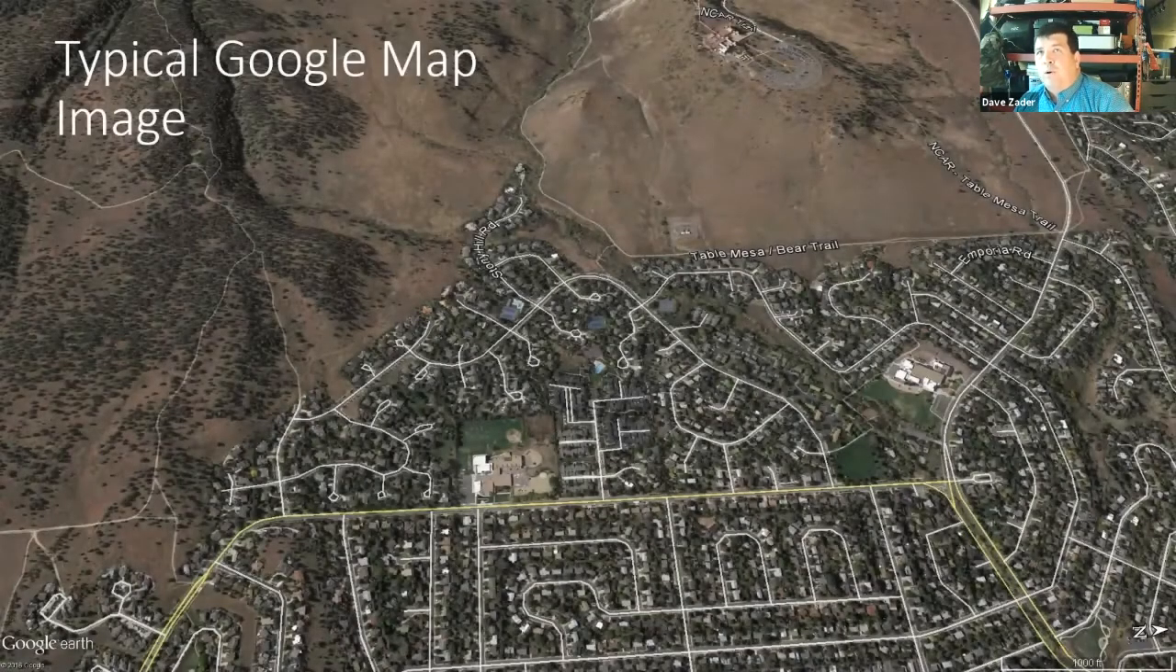So this is a typical Google map, and if I had one of these on every fire I went to, I would be ecstatic, but typically I get a very dated topographic map as my base map.